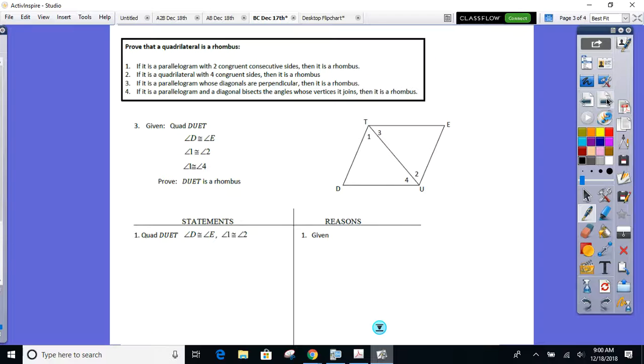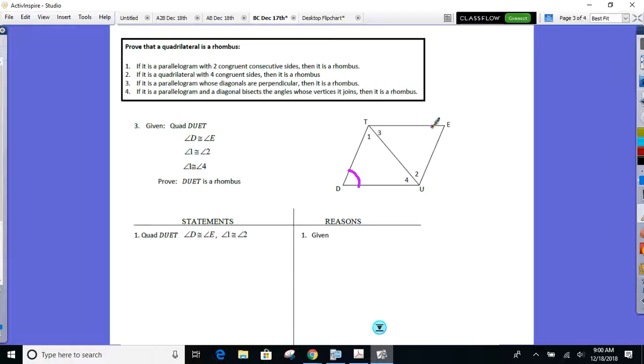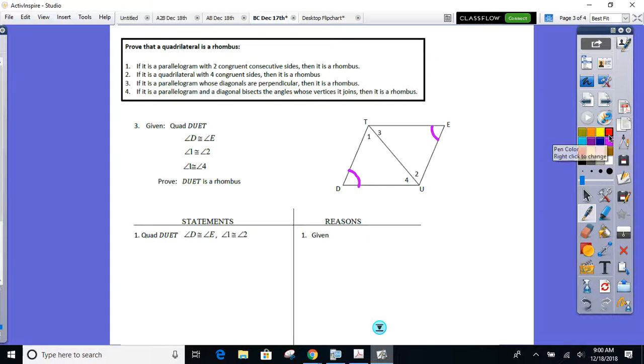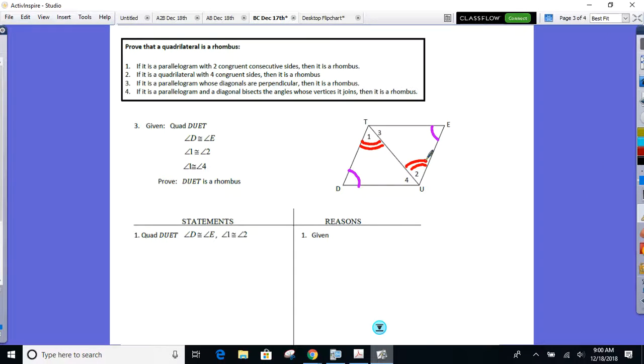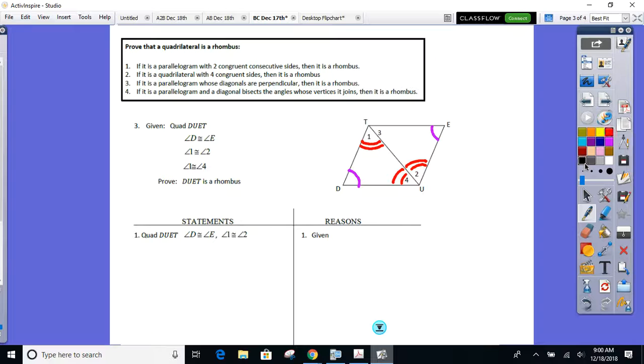So we have DUET here, quadrilateral DUET, a lot of things going on here. You got D and E congruent. You also have 1 and 2 congruent. And you also have 1 and 4 congruent. Okay. Show me this is a rhombus. Can you show me it's a parallelogram first? Forget rhombus. Show me it's a parallelogram first. Is there any sides you can show parallel, congruent? Anything I can do here?